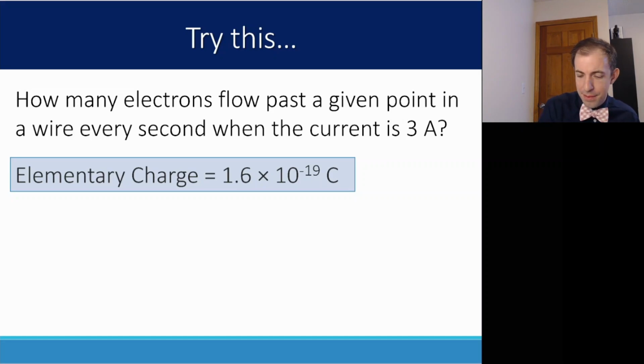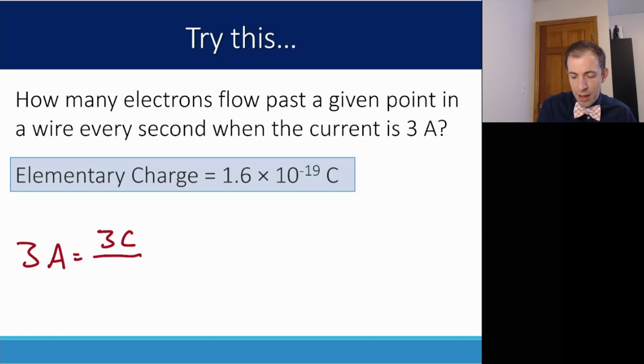Well, 3 amps, if I was starting with that, my understanding of what an amp is, an amp is a coulomb per second. So if I have 3 amps, it's the same thing as saying I have 3 coulombs flowing past for every 1 second. And that's what I'm looking for, electrons per second. Now, all I need to answer really is how many electrons are there in the 3 coulombs that flowed through?